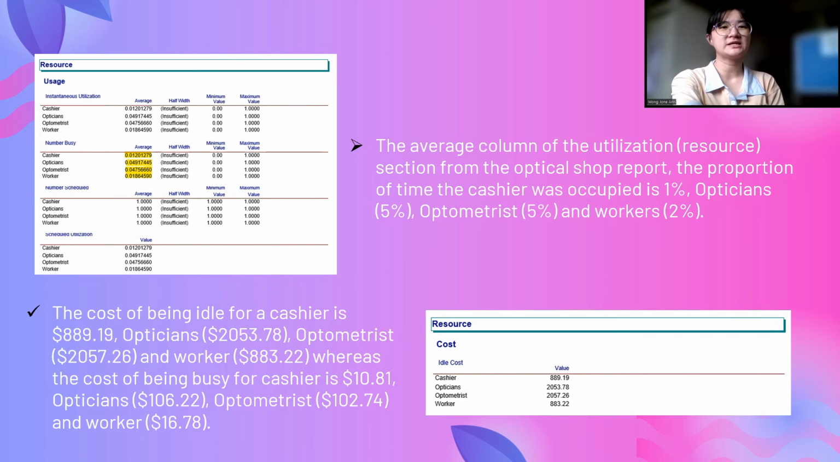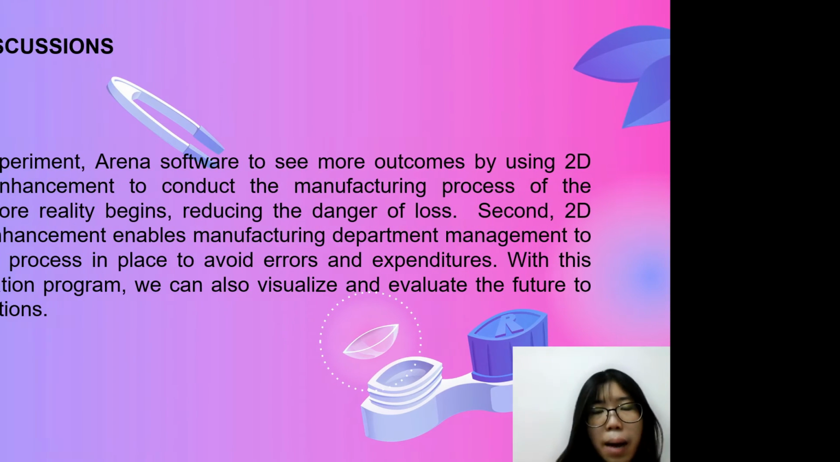The cost of being idle for a cashier is $889.19, optician is $253.78, the optometric is $2,057.26, and the workers is $883.22. Whereas the cost of being busy for cashier is $10.81, optician is $106.22, for the optometric is $102.74, and the workers is $16.78.